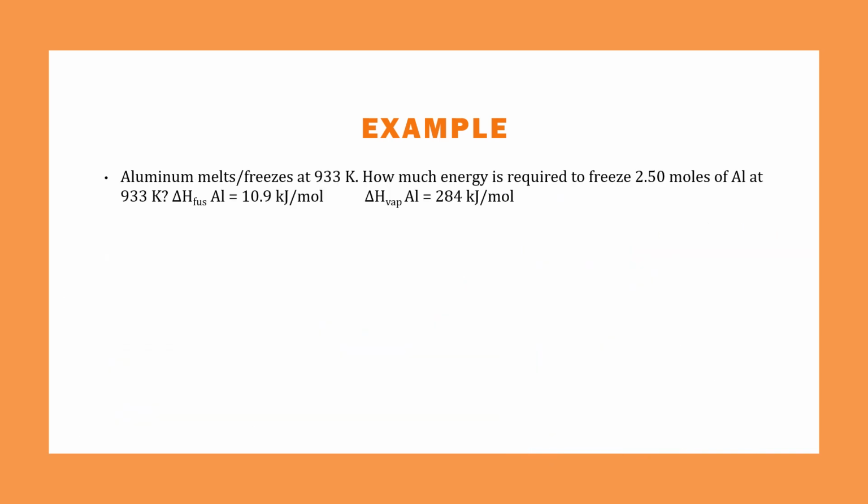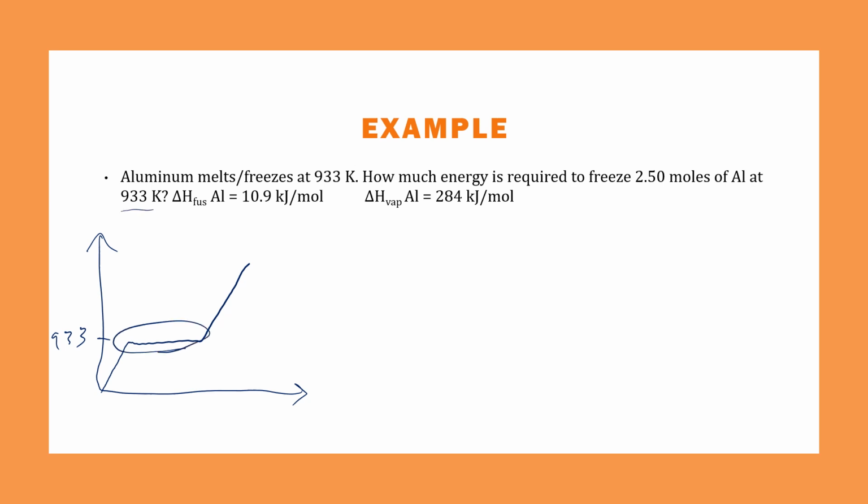Okay, this one didn't give you the heating curve, but it gives you all the information you need. Aluminum melts and freezes at 933 Kelvin. How much energy is required to freeze 2.5 moles of aluminum at 933 Kelvin? If you're ever confused, you can draw your own heating curve. So solid, melting, liquid. We don't know the boiling point, it doesn't tell us. So we just need this portion, and since it's at the melting point, we just need this flat part.